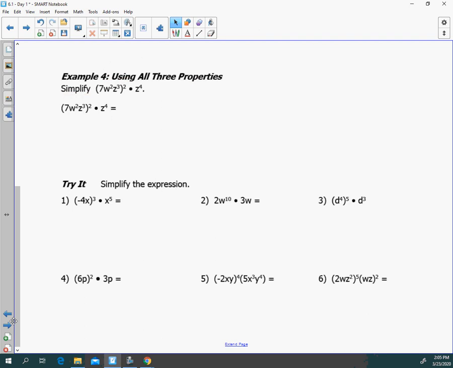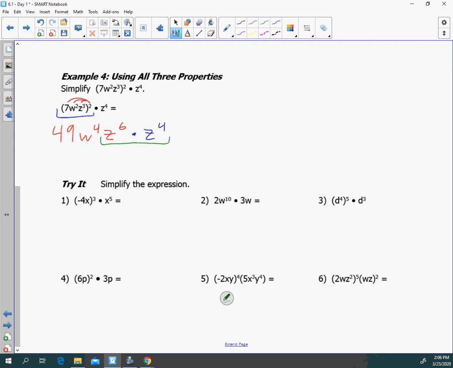All right, so first off, we're going to look at this big piece there. No big deal. We would know that that 2 is going to go to every piece there, right? So it's going to be 7 squared, which is 49. It's going to be w to the 2 times 2, and it's going to be z to the 3 times 2, which is 6. Okay? That's not the answer, because I still have this times z to the 4th. That drops down. And then we're just going to combine our like terms.